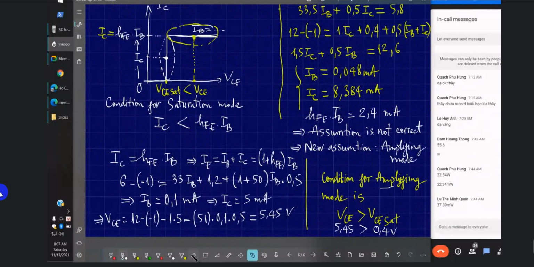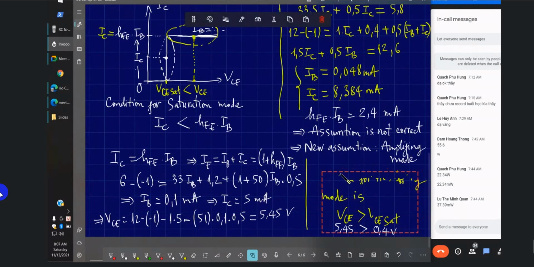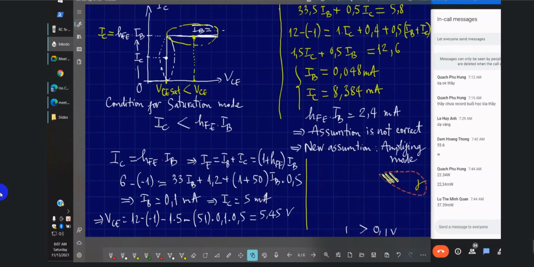I need to erase it a little bit. No. Oh man.